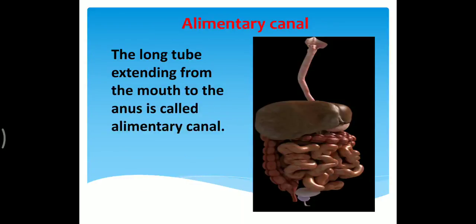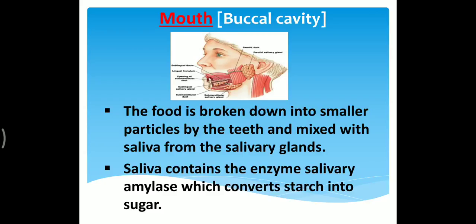Next, let us go through the alimentary canal. The long tube extending from the mouth to the anus is called the alimentary canal. You can see from the mouth to the esophagus, stomach, small intestine and large intestine. First, let us study the mouth. The mouth is also called the buccal cavity. In the mouth, you can see salivary glands, tongue, teeth, everything.